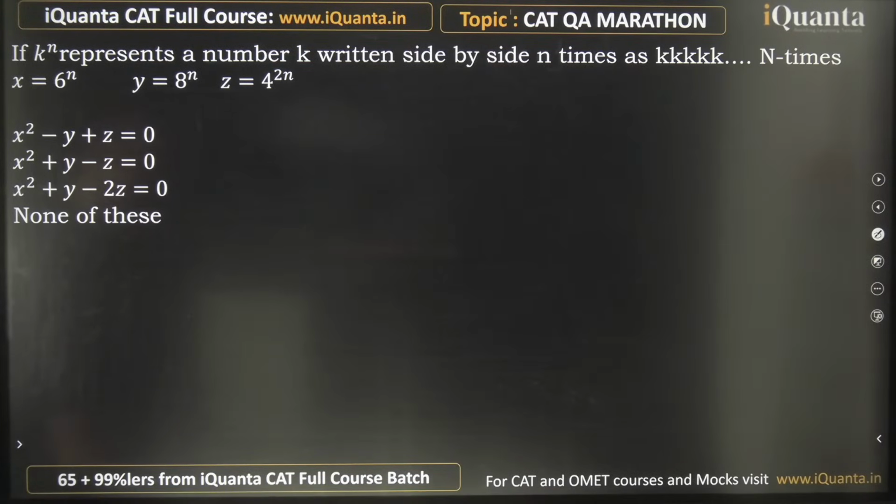So, if k to the power n represents a number k written side by side n times, and this is given for x, y, and z, which of the options will be correct? Yeah, Gaurav, a lot of people have told that to me. See, people are giving the answers directly. And I think I know what you guys have done there.